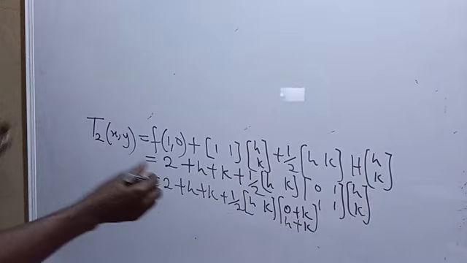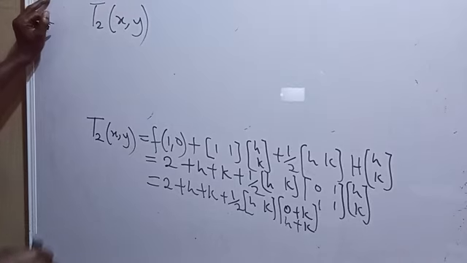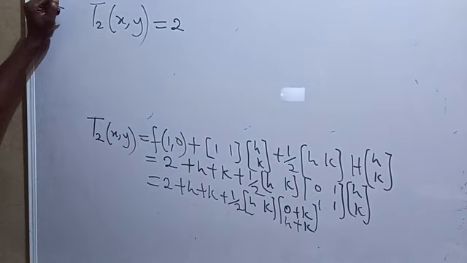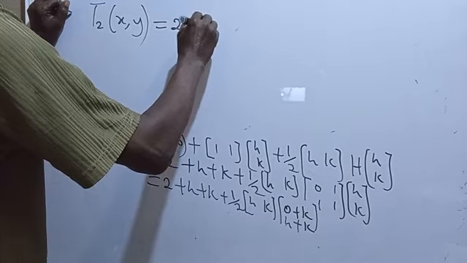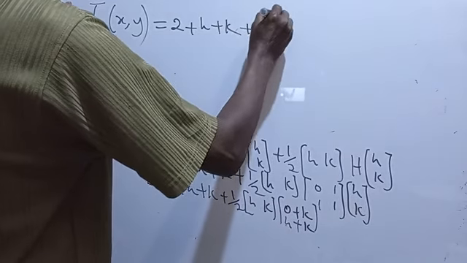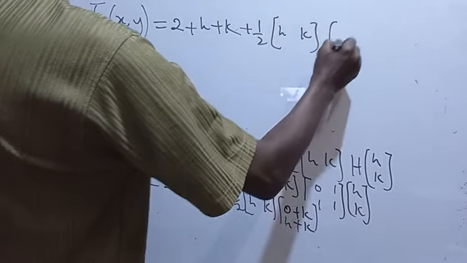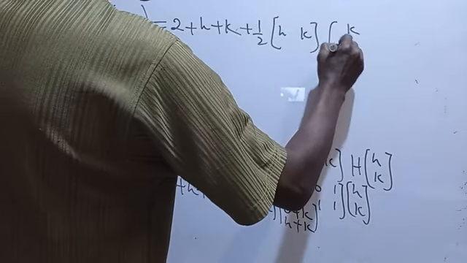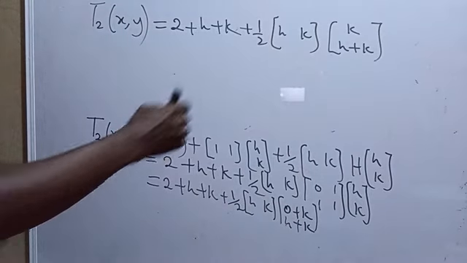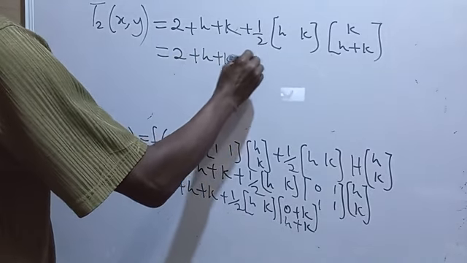All right. So we are now having what? T2 of x comma y. I hope you can see what I'm writing. Is equal to 2, plus h plus k, plus half of hk. Now, with this I have k, h plus k. It's a matrix. So now we have 2 plus h plus k plus half.